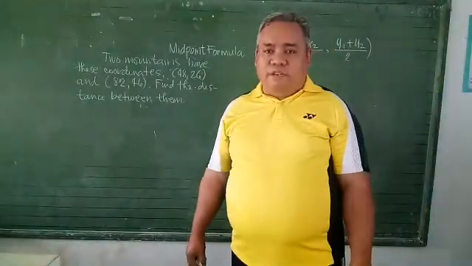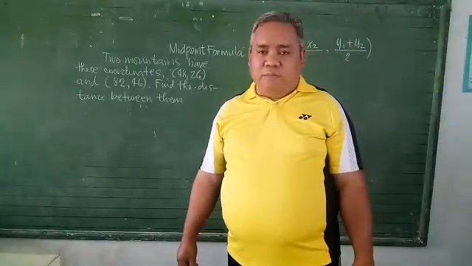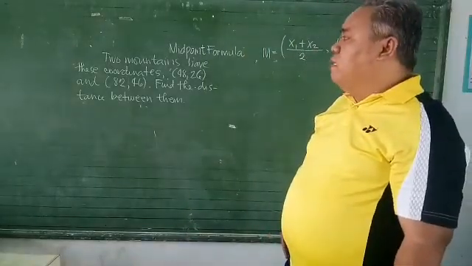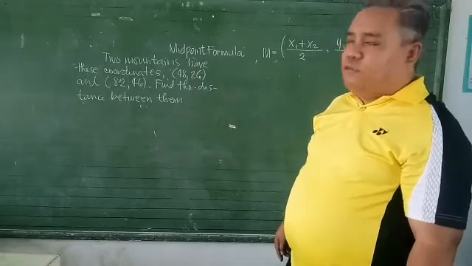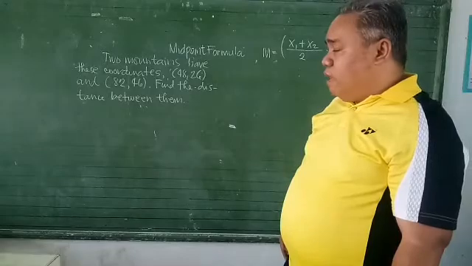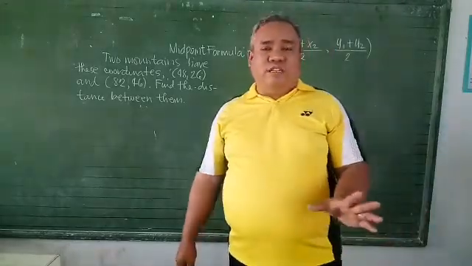Okay, let us have the featured problem in this lesson, in midpoint formula. So the problem goes like this. Two mountains have these coordinates, 48, 26 and 82, 46. Find the distance between them. So what are you going to do for this problem?